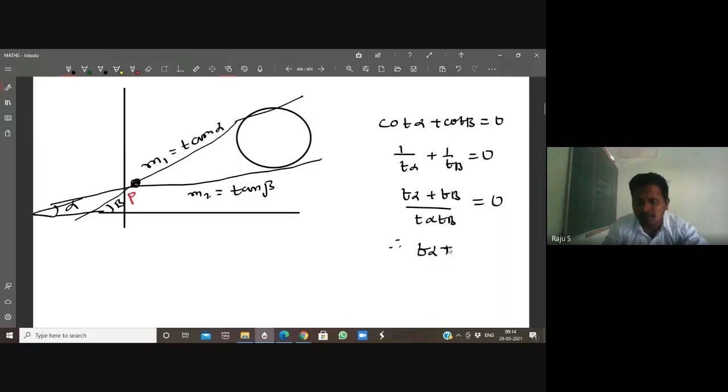Therefore, tan alpha plus tan beta is equal to 0. For example, this is here. From the point P, there exist two tangents. Two tangents.